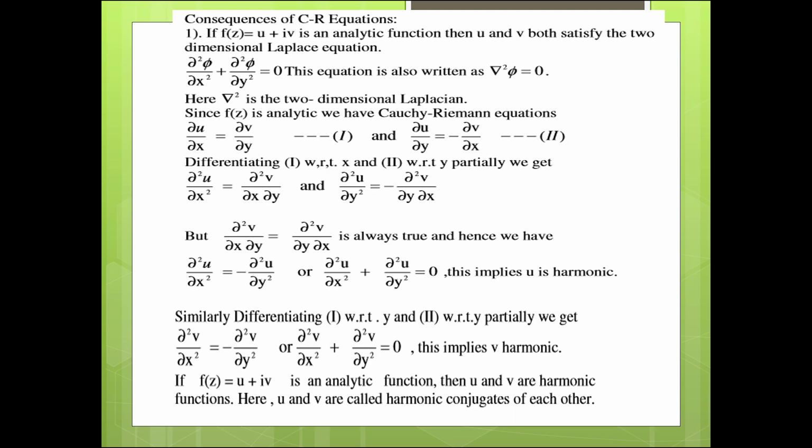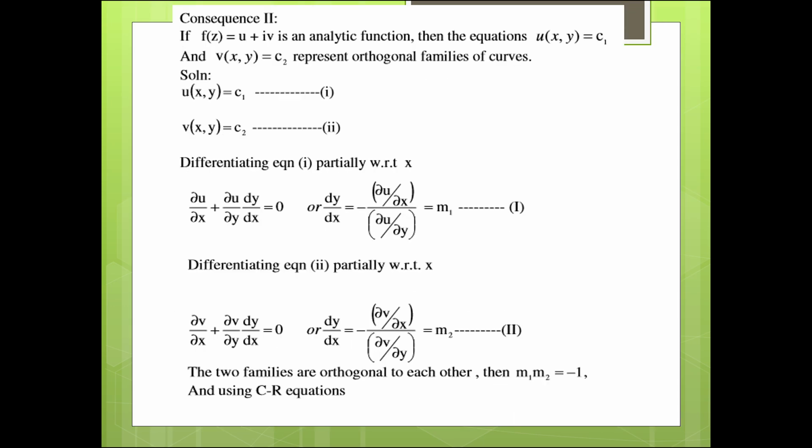Similarly, differentiating 1 with respect to y and 2 with respect to x partially, we get dou square v by dou x square equal to minus dou square v by dou y square, or dou square v by dou x square plus dou square v by dou y square equal to 0. This implies v is harmonic. If f of z equal to u plus iv is an analytic function, then u and v are harmonic functions. Hence, u and v are called harmonic conjugates of each other.